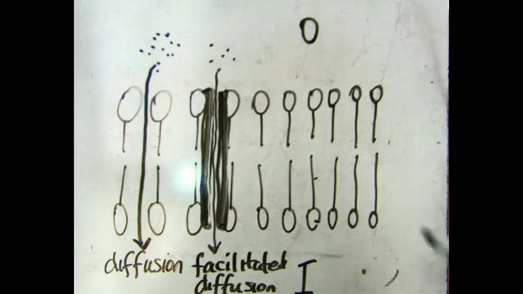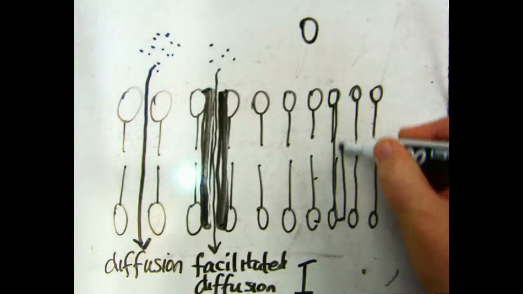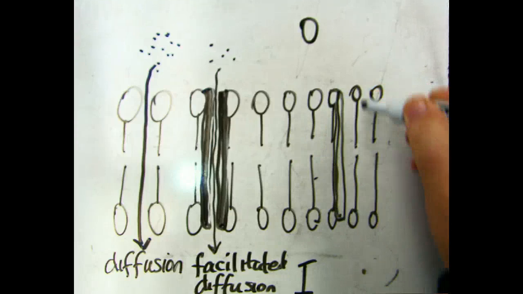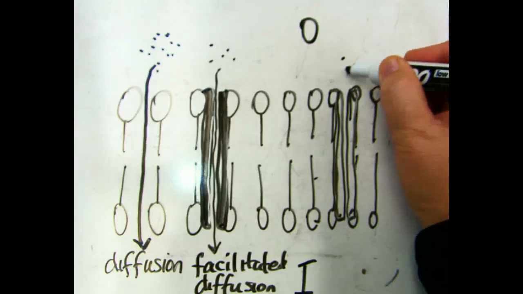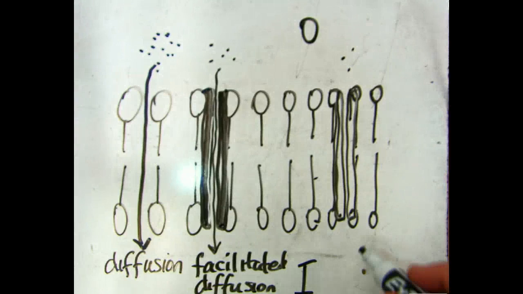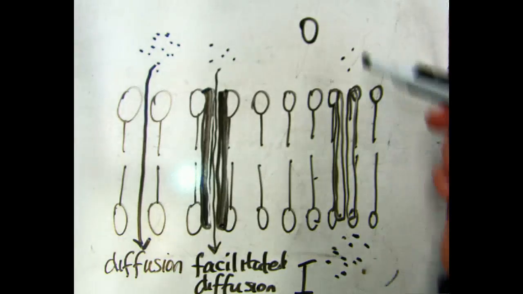And then the last one, again, is through a channel. And this involves moving things that are in a low concentration outside of the cell and a high concentration inside of the cell. And the reason this would happen is because it's something that the cell really needs a lot of, so it has to keep bringing it in.